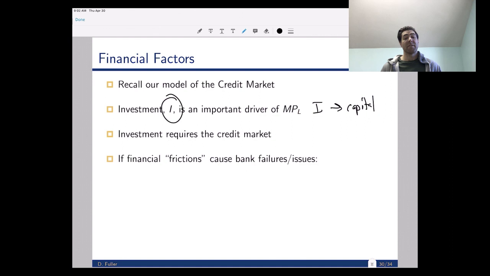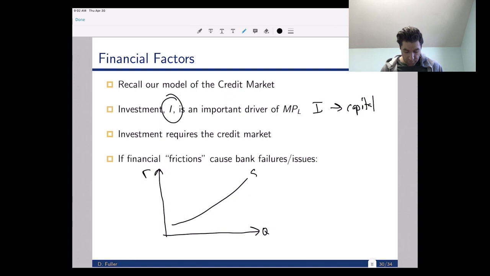Now, why that matters is that investment requires the credit market in order to function. So if I own a bucket factory and I want to buy a new machine, I typically have to go to the bank to get a loan to buy the machine. So it relies on the credit market to get investment. That was what we talked about before. So I have the quantity of credit here and the real interest rate R as the price of credit. And we had supply and demand for credit. And that told us how much we had at what particular interest rate.